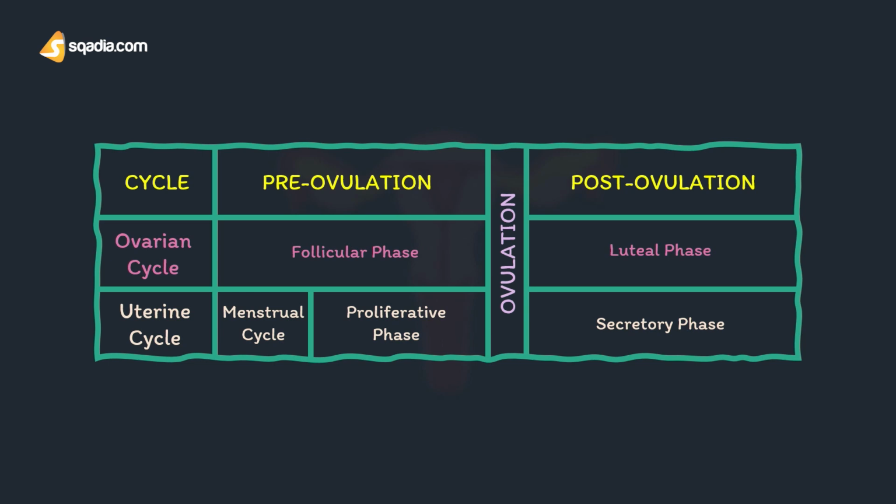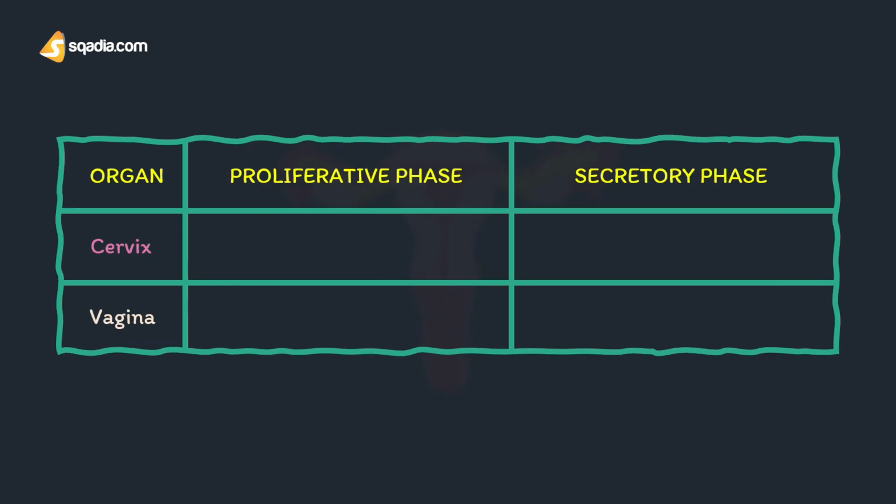So we're going to talk about the proliferative phase changes and the secretory phase changes in the uterine cycle of the cervix and vagina. The mucous membrane of the cervix also shows cyclic changes during different phases of the menstrual cycle. So in the proliferative phase, the mucous membrane of the cervix becomes thinner and more alkaline due to the influence of estrogen. So it's going to help in the survival and motility of spermatozoa.